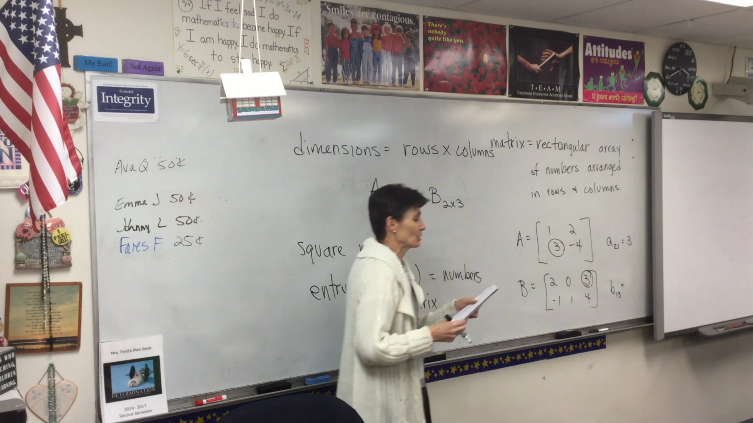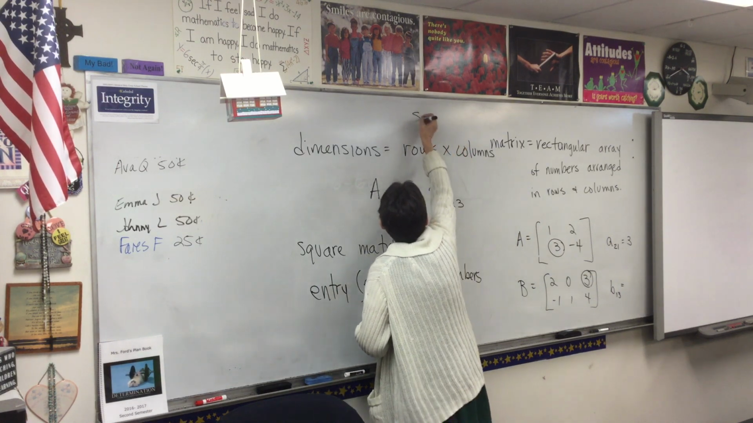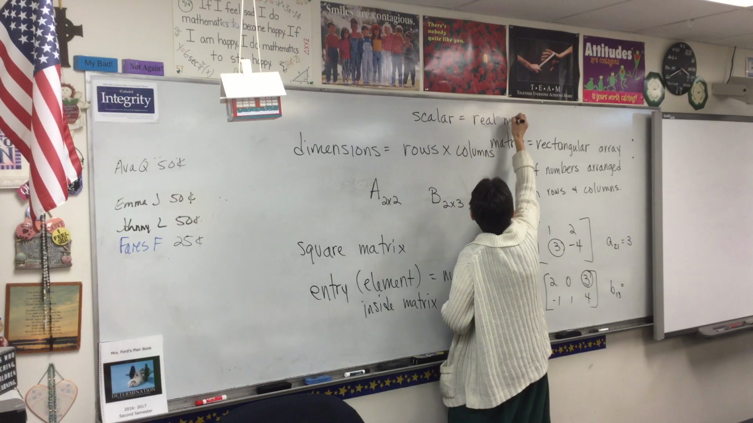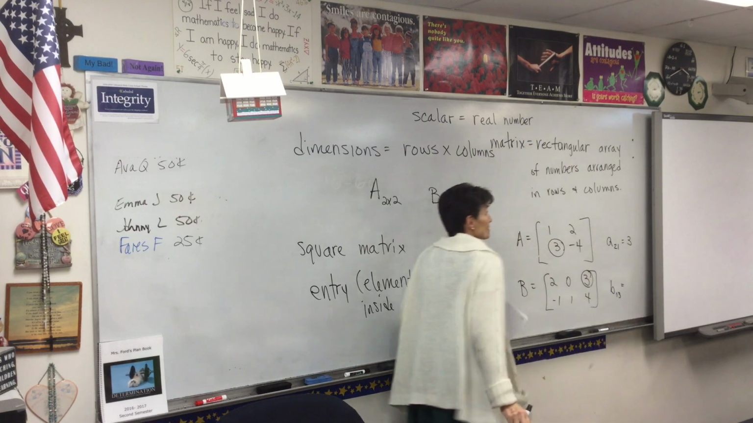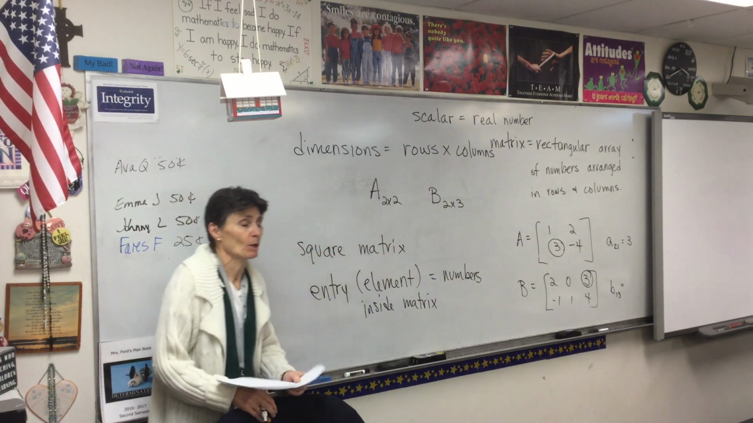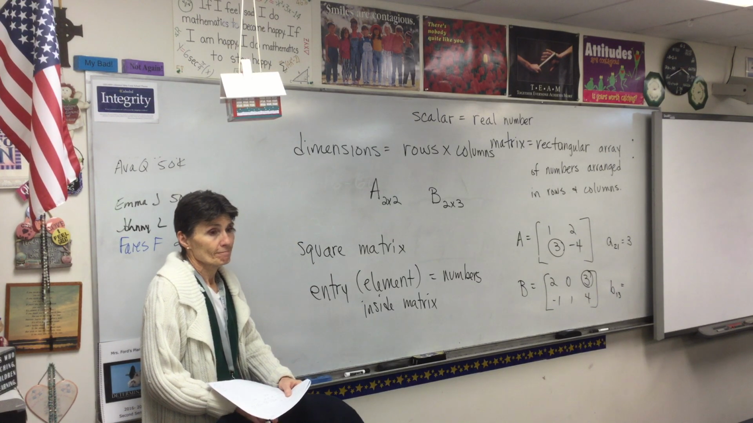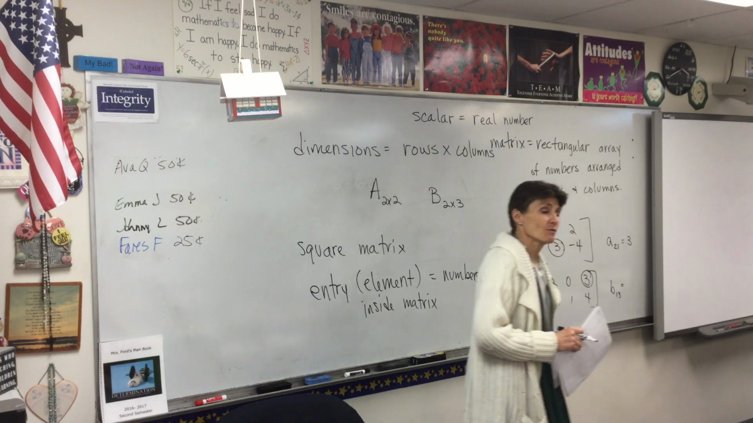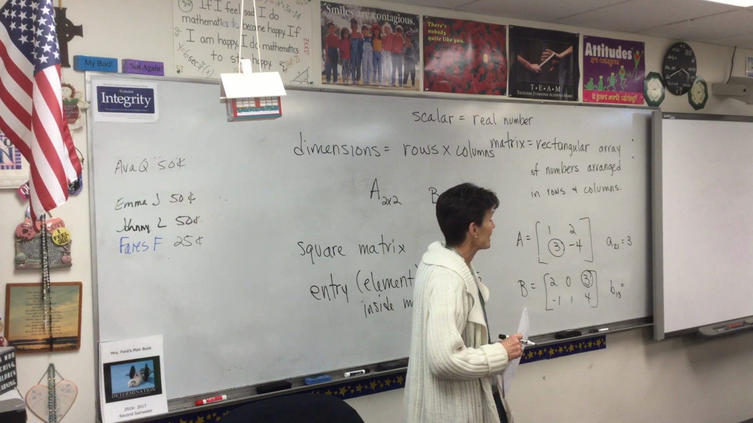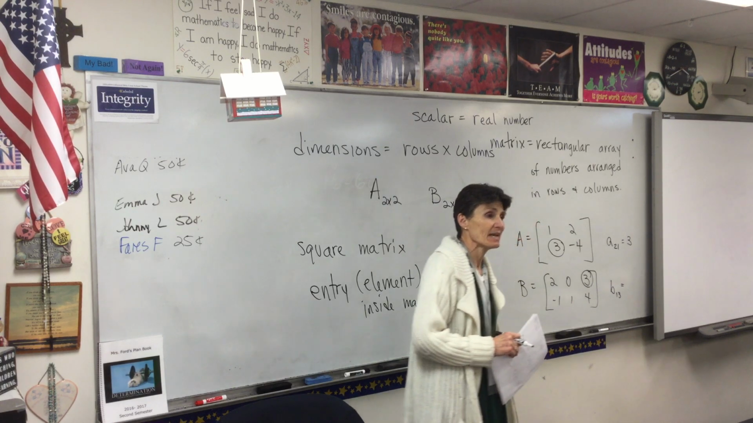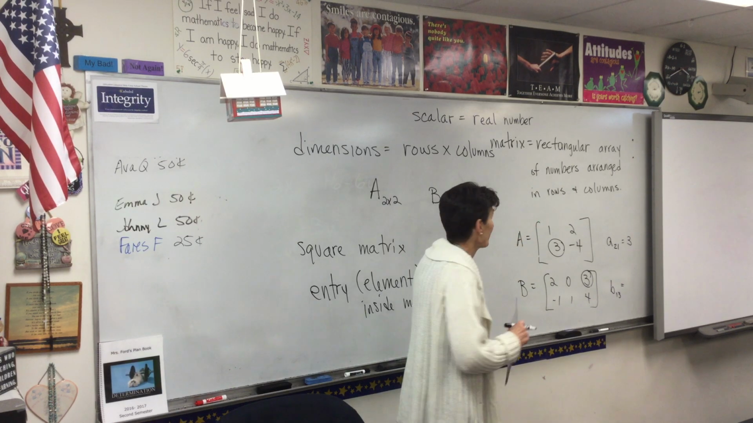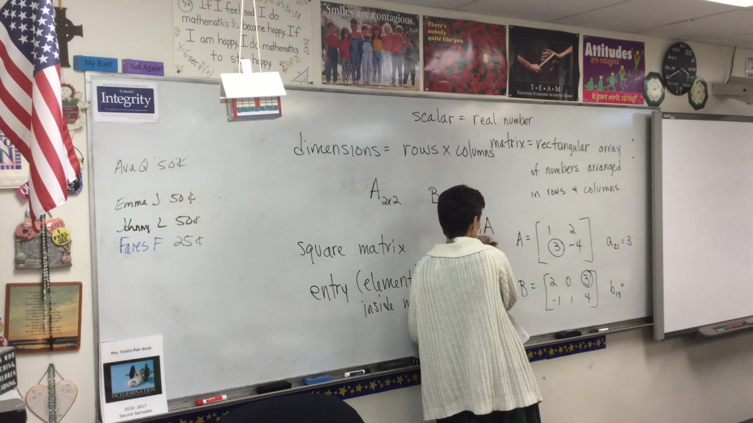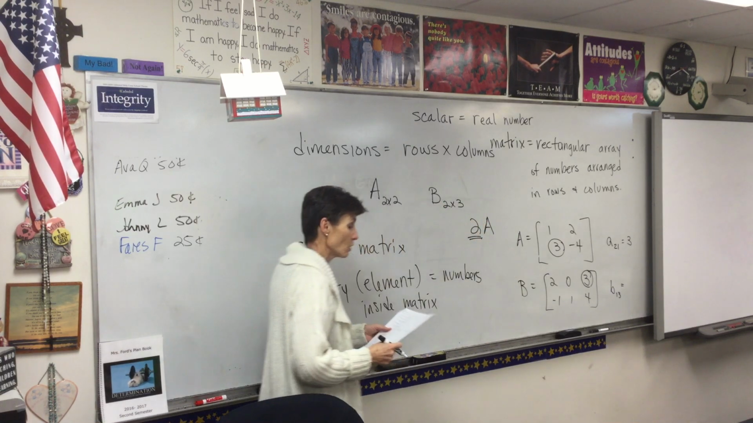All right, a scalar. Scalar, those of you in physics have heard that word. Scalar is just a real number. You guys in physics might have called it a magnitude. It's just a real number. So the study of matrices and vectors have their own vocabulary, so they're not going to say number, they're not going to say coefficient, they're going to say scalar. So if I want to take 2 times the matrix A, that 2 is called a scalar.